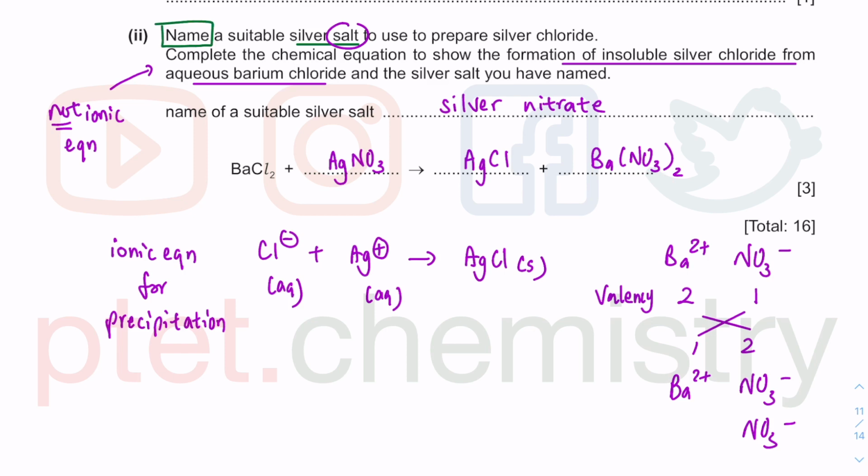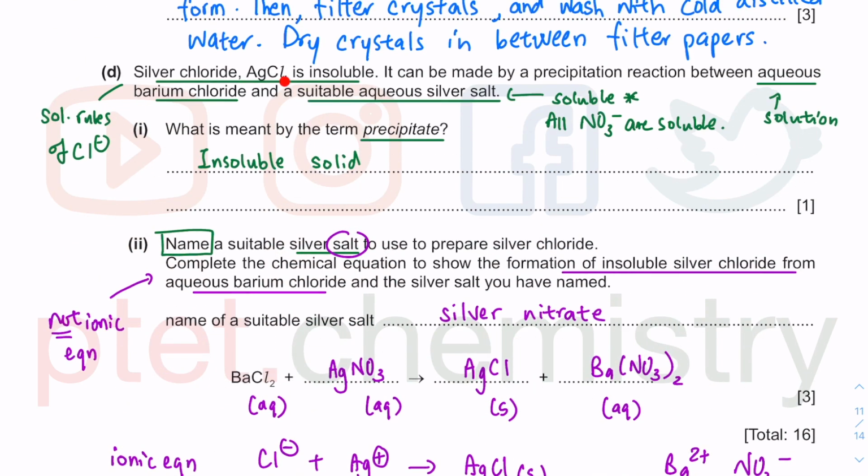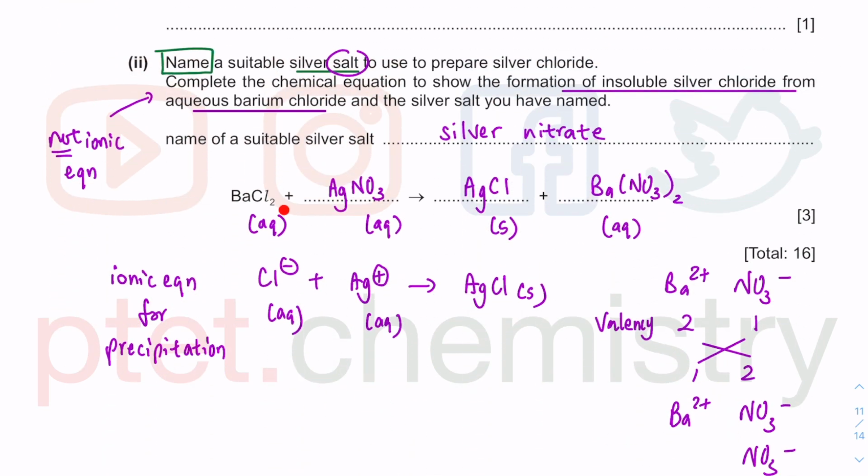All nitrates are soluble. They haven't asked for the state symbol. You don't get an extra mark for the state symbol. All nitrates are soluble again. And this is barium chloride, which is soluble. As we know, all chlorides are soluble except for silver chloride and also lead 2 chloride according to the syllabus. So aqueous barium chloride is soluble there.